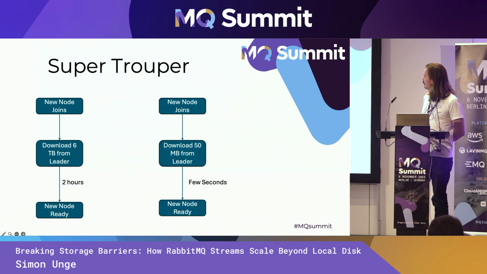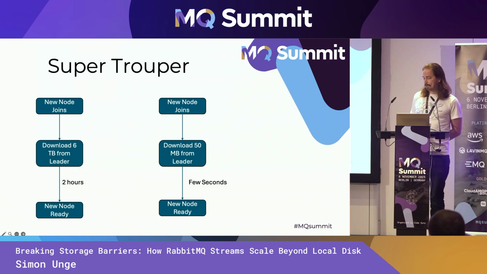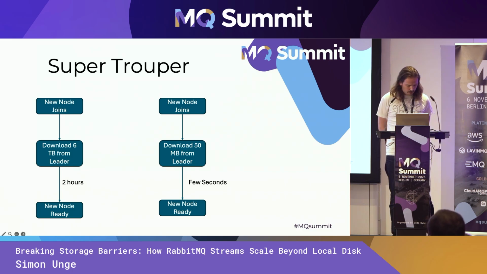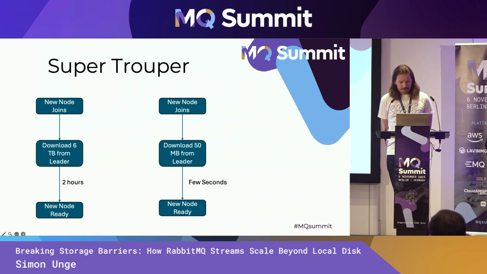So what does this mean? On the right or on your left, we have the old or the current setup where a new node joins, and it downloads all the data from the other nodes, 6 terabytes. And in 2 hours, it's ready. That's not acceptable for Bjorn and Benny.